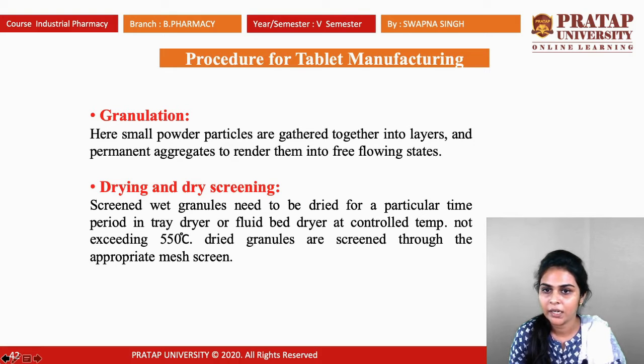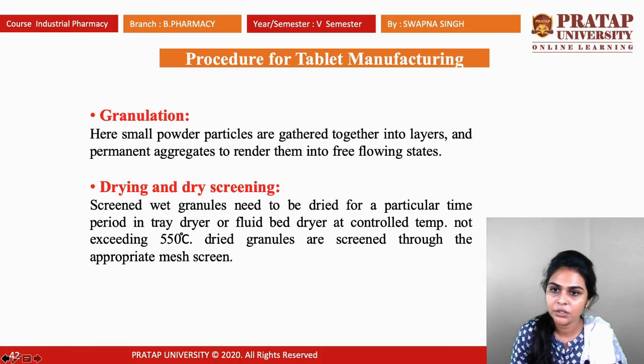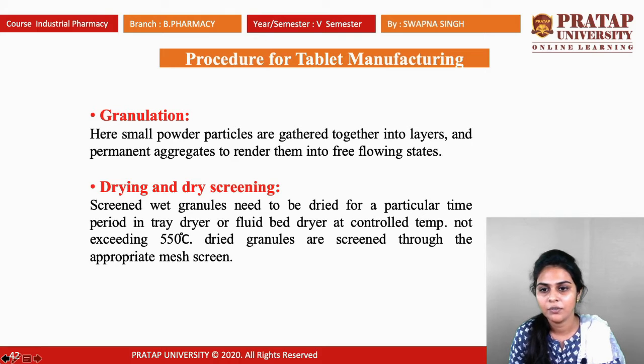Next is drying and dry screening. After granulation and screening, the wet granules need to be dried for a particular time period in either a tray dryer or a fluidized bed dryer at a controlled temperature not exceeding 55 degrees Celsius. The dry granules are then screened through the appropriate mesh screen size.